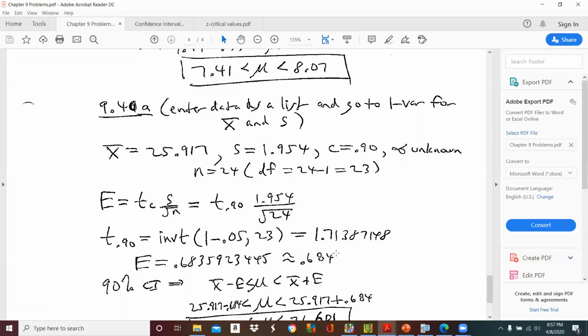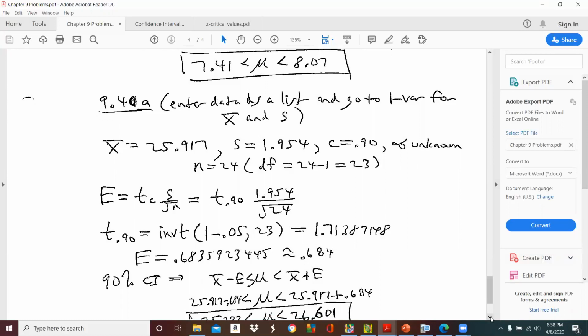1.7138 and so forth. We multiply that by 1.954, which is the sample standard deviation, divide by the square root of the sample size, which is 24, square root of 24. We're going to get this as our margin of error. In this particular problem, simply rounding the margin of error to 3 decimal places.